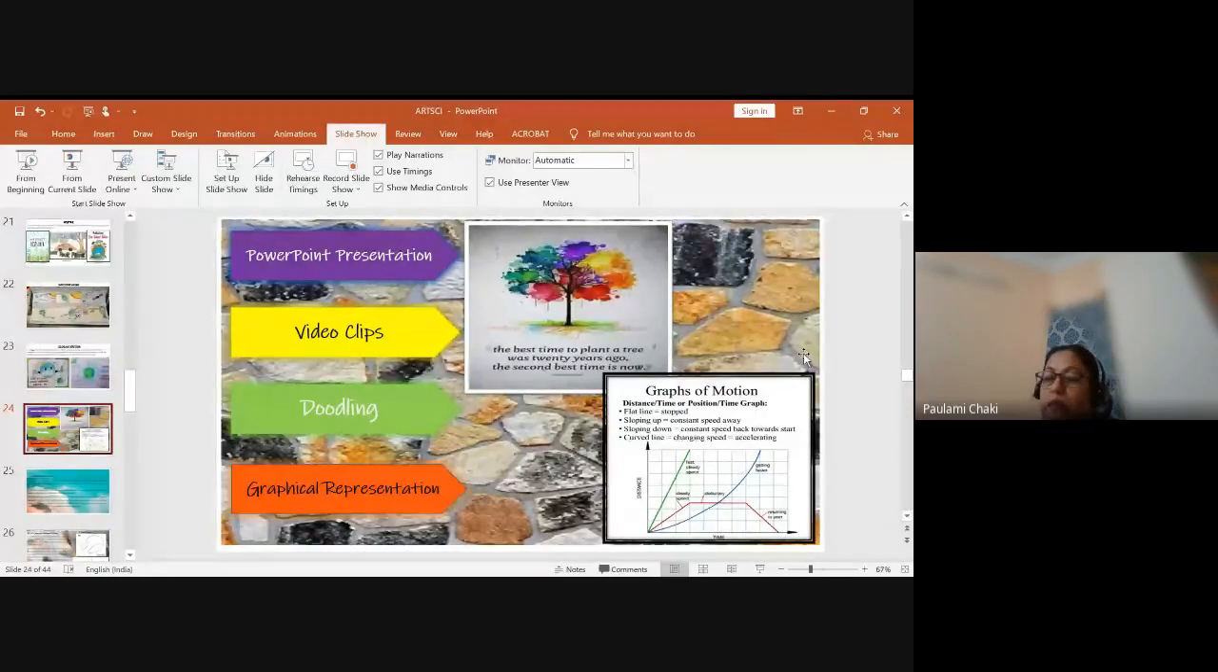Suppose I'm teaching a topic wherein I'm teaching them different adaptations, or I am teaching them the Red Data Book. Why can't they do a PowerPoint presentation? They can always do one, but in this case, you always divide them into groups. Make it a group activity rather than an individual activity. So they will learn how to collaborate, how to communicate, how to critically think, and how to come to a creative and beautiful creation. So PowerPoint presentations, video clips, doodling.